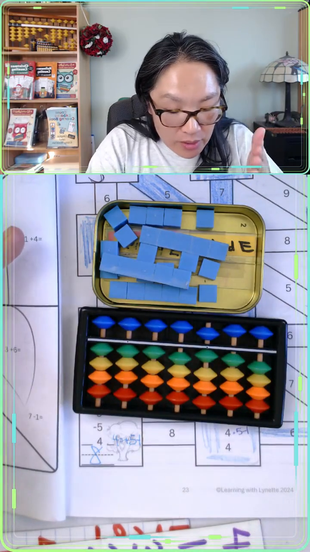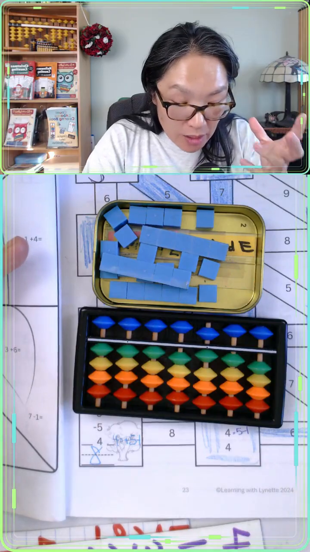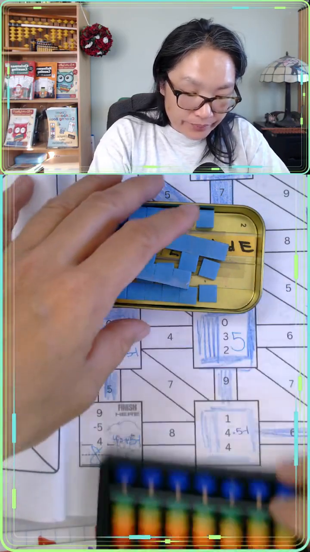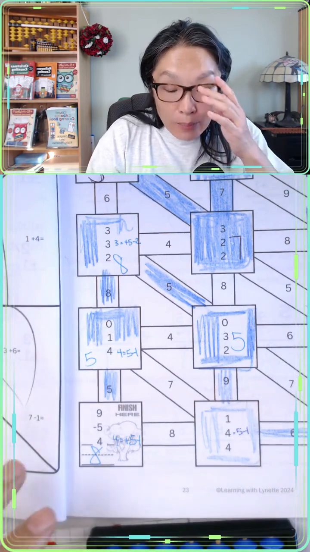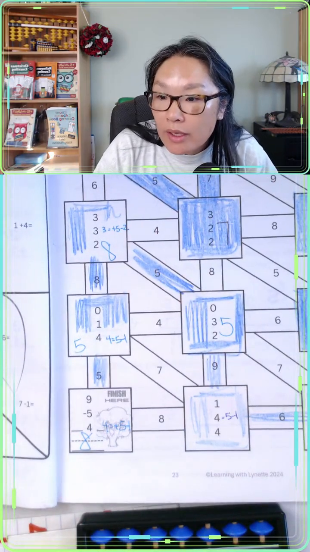But I don't understand why abacus is not more popular because it just blows my mind how this makes it more simple. So I'm a little frustrated on that, but it is what it is, and I'm here to spread the good word of the abacus.